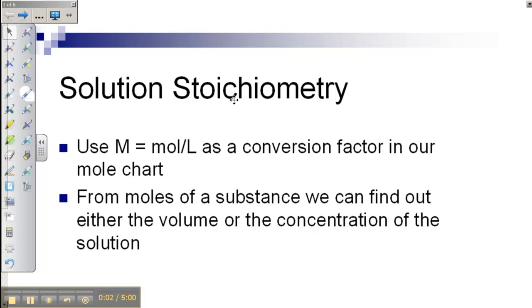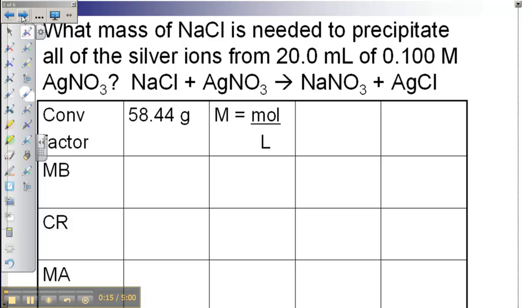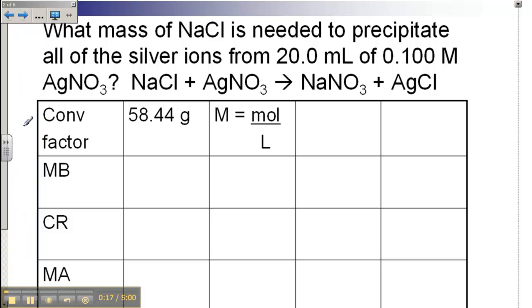So for solution stoichiometry, what we're going to do is use our molarity formula as a conversion factor. And from the moles, we can either find out the volume or the concentration of a solution. So if we look at a practice problem: what mass of sodium chloride, so we want mass in grams, is needed to precipitate all of the silver ions from 20 milliliters of 0.1 molar silver nitrate?